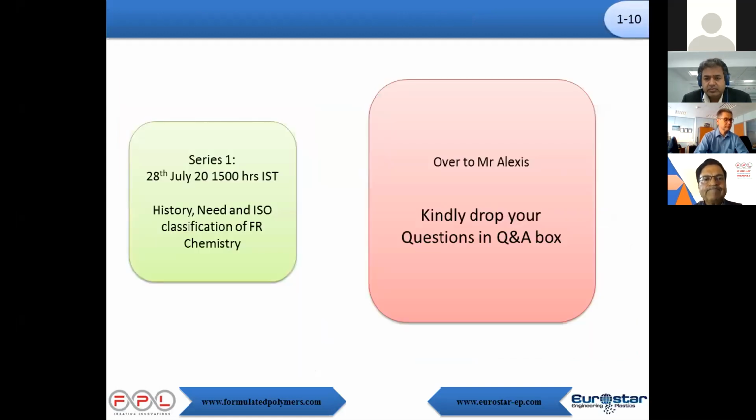Next. Okay, with this, I will hand over to Alexis from Europe to handle the balance about ISO classification. The objective of ISO classification is that when you see a flame retardant, you will understand by looking at the ISO number what flame retardancy has been used in the product, what chemistry, and what merits and demerits. Over to Alexis.